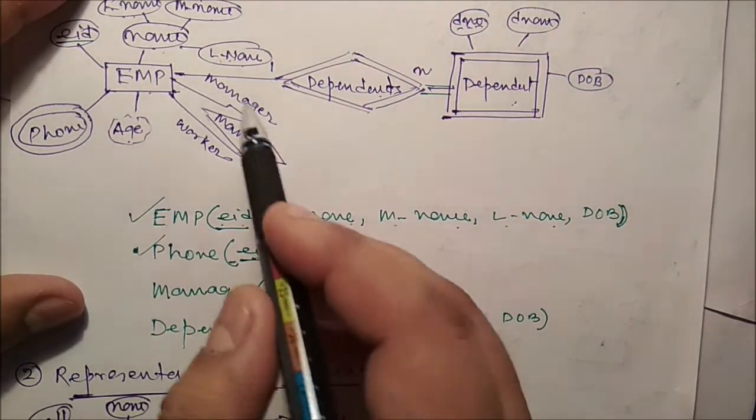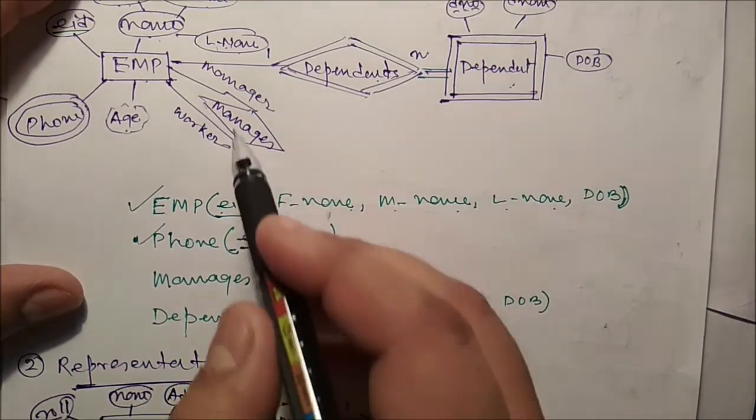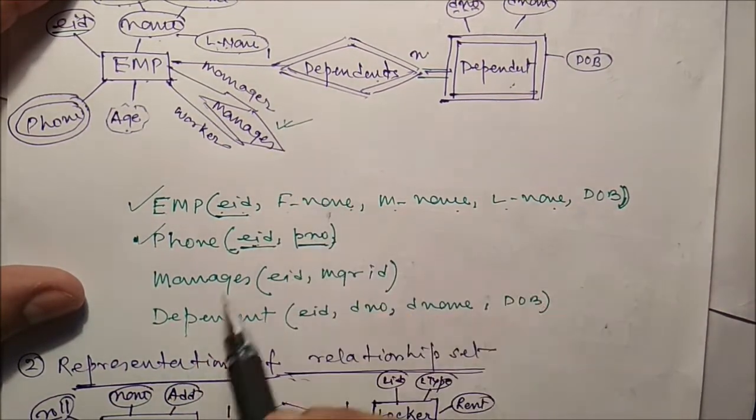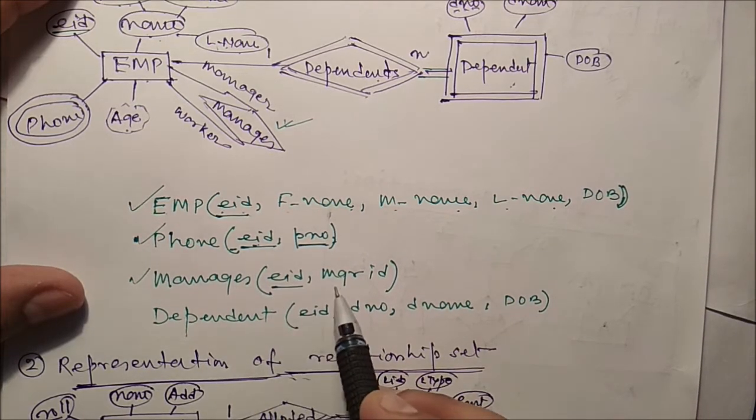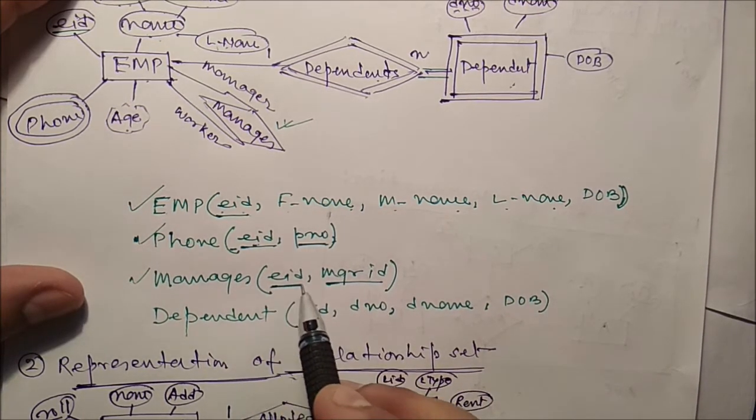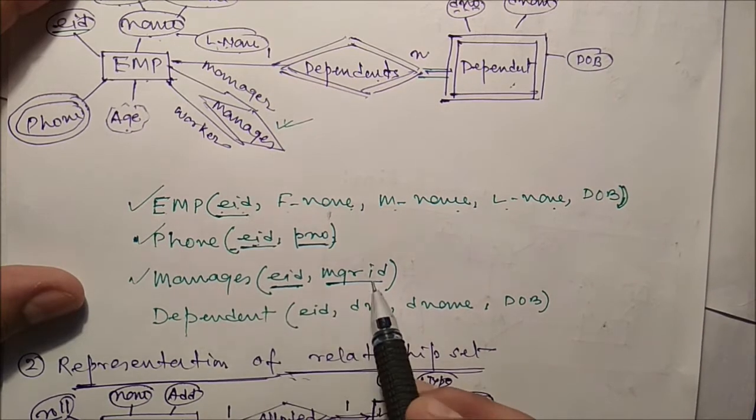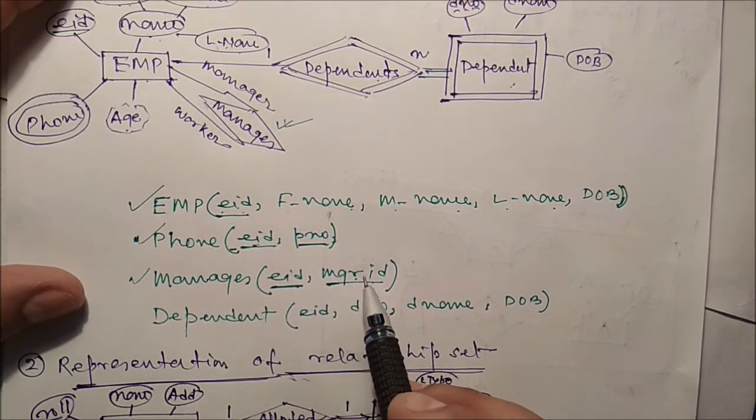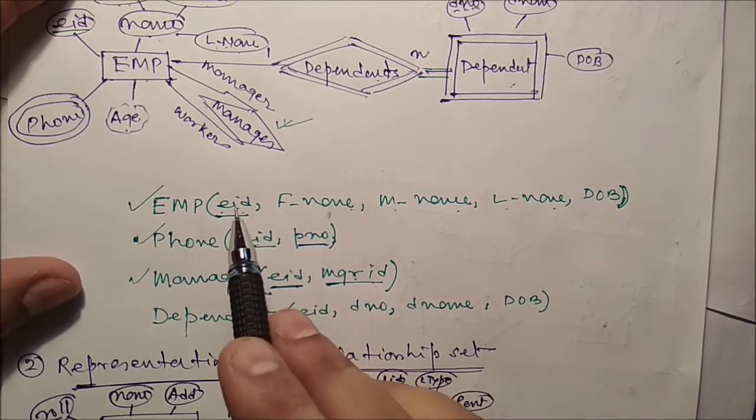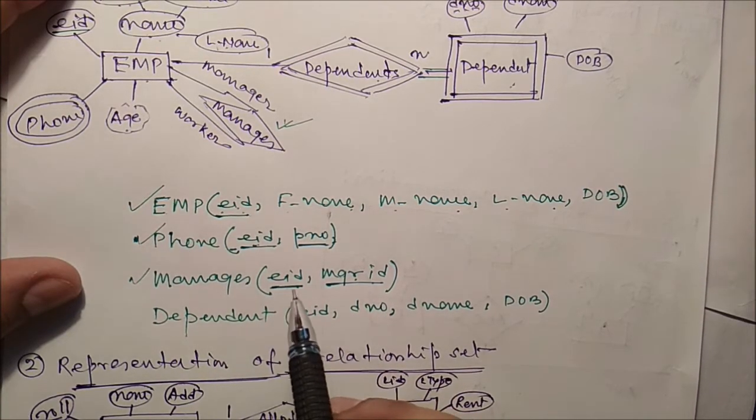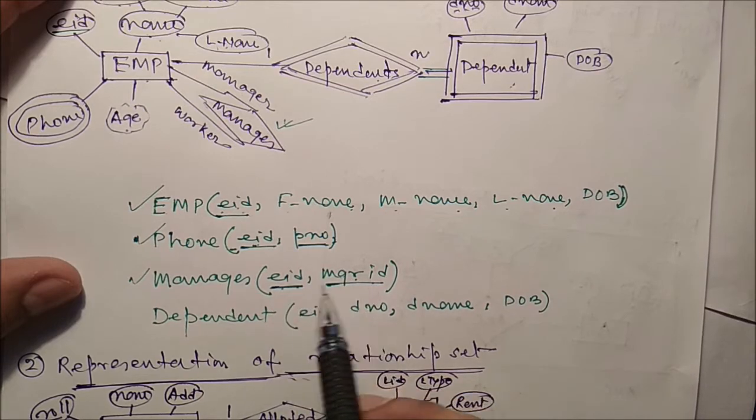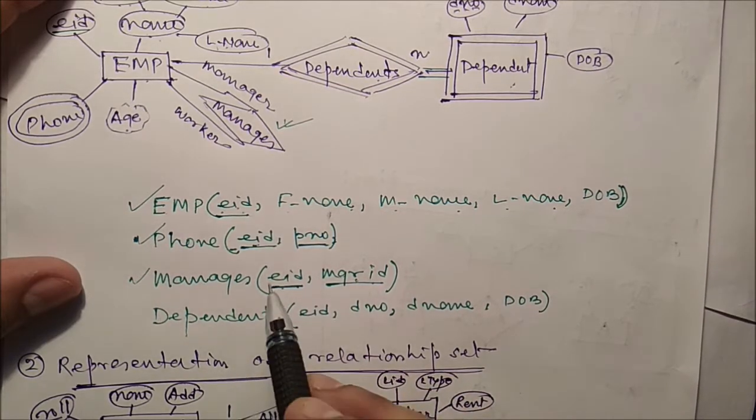Next we can say the managers. This is a recursive relationship. We need one table for the managers also. So in managers, you have to put the employee ID and the manager ID. Here employee ID is the primary key of the employee, and manager ID is also a part of the employee ID. Are you getting this one? But employee ID and manager ID together we can form a key for the managers.